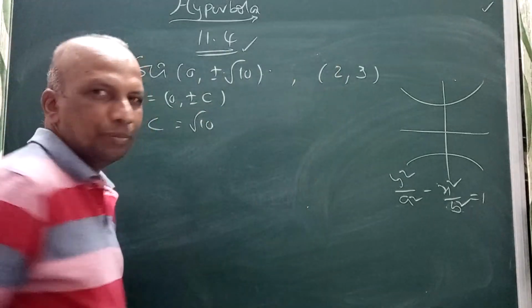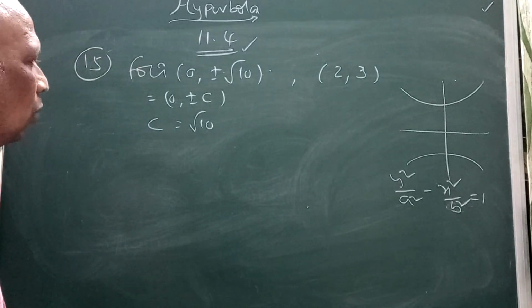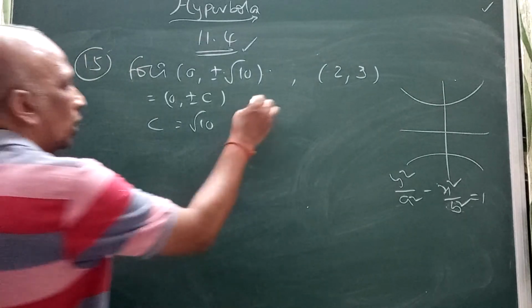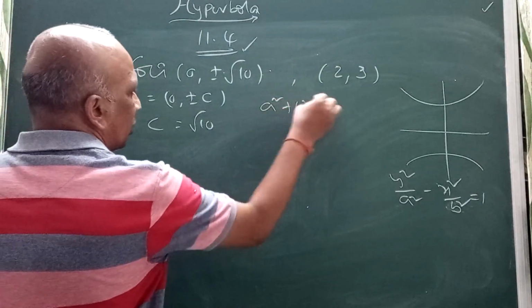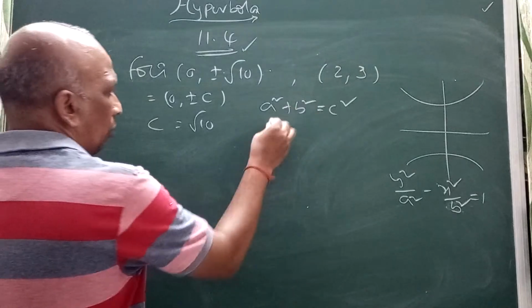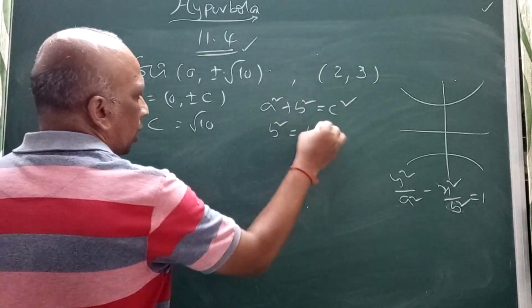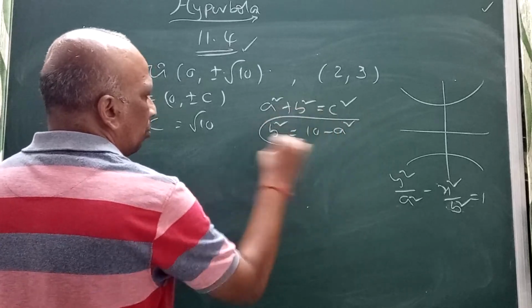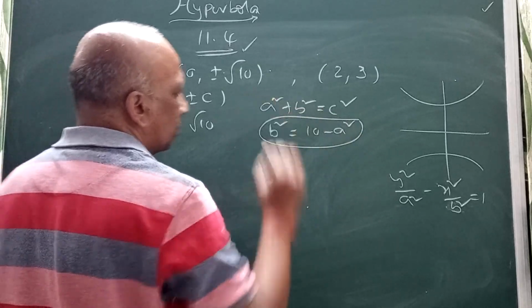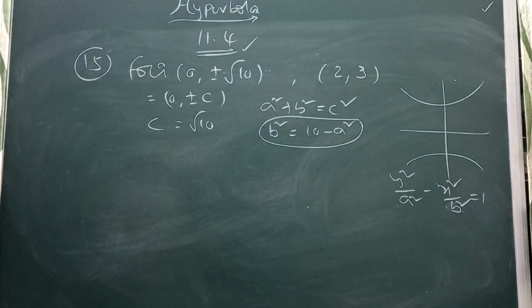The hyperbola is passing through 2, 3. But we know the relation. What is a square equal to? A square plus b square is equal to c square, right? I can write this relation. What about b square? I can write c square means root 10 whole square, 10 minus a square, remember. B square is equal to 10 minus a square, right?